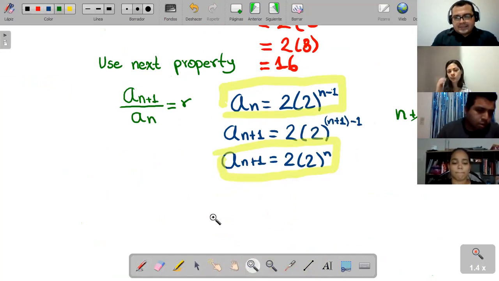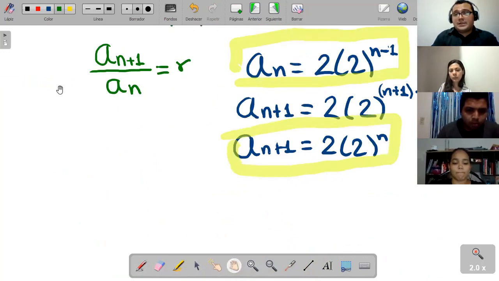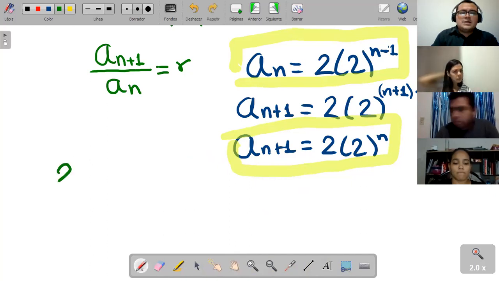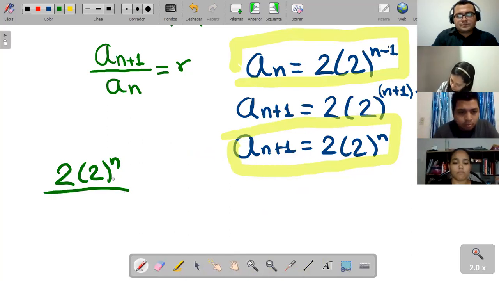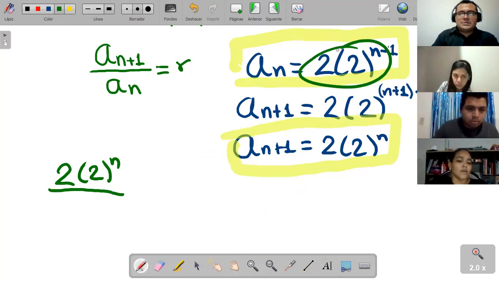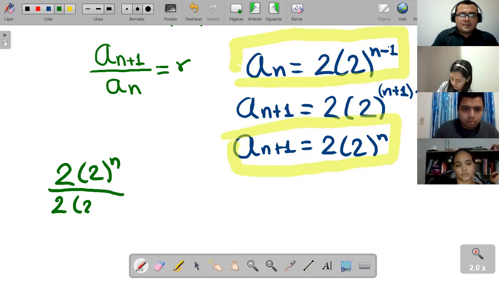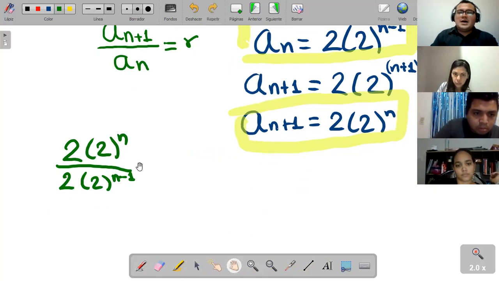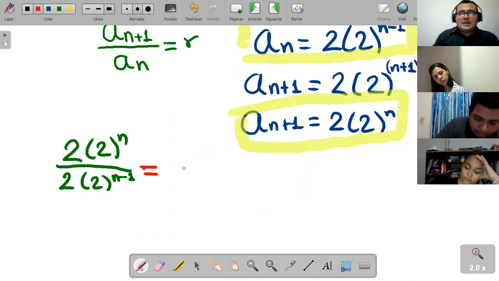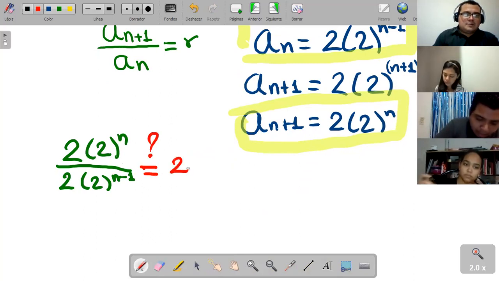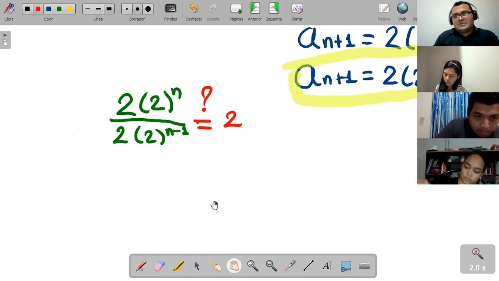So let's try it. Let's use the rule and see if this really works or not. On the top, we're going to have this expression, which is 2 times 2 to the power of n, over the other expression, which is 2 times 2 to the power of n minus 1. Here we have some properties. Honestly, this is going to be related with what we will do with polynomials, of course. And we want to know if this really is equal to 2. We're going to see.